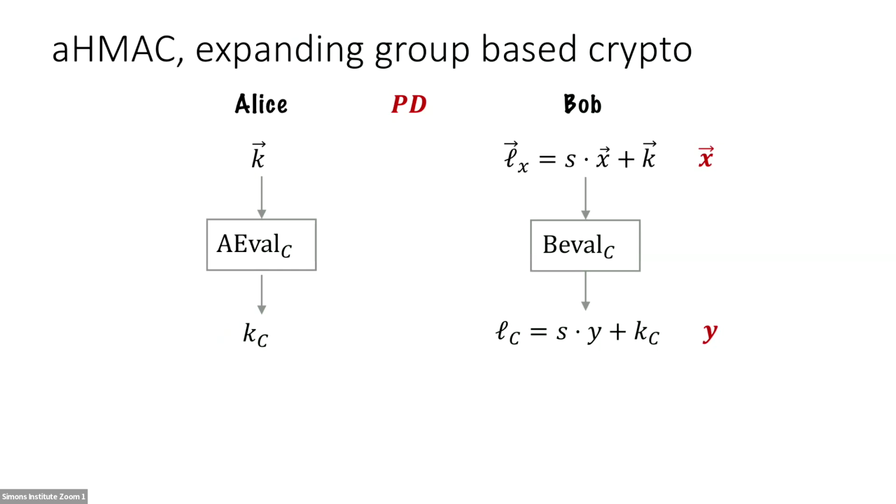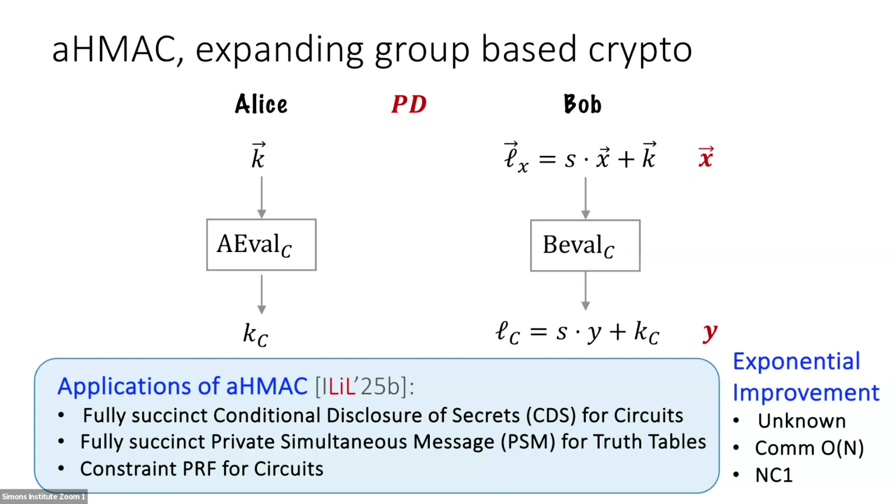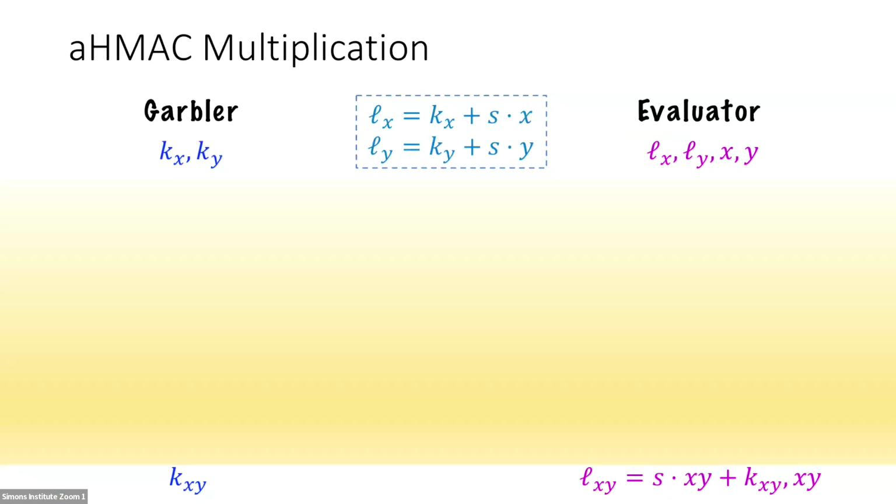And using this tool, we can already expand group-based cryptography. We managed to show that there are consequences for a couple of primitives that we didn't know before, which in fact achieve exponential improvement when using groups. I won't go into them very deeply, but perhaps the most important technique I can show you today is how we construct this algebraic HMAC.